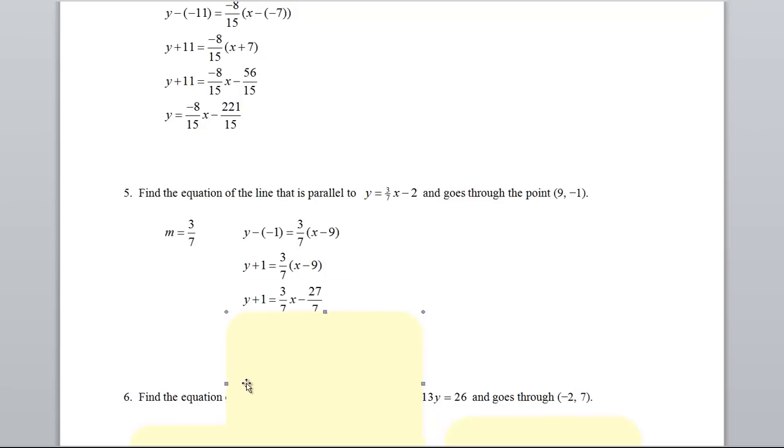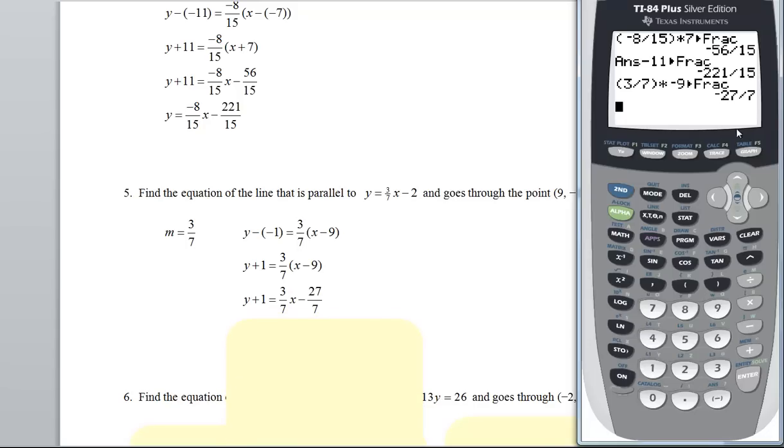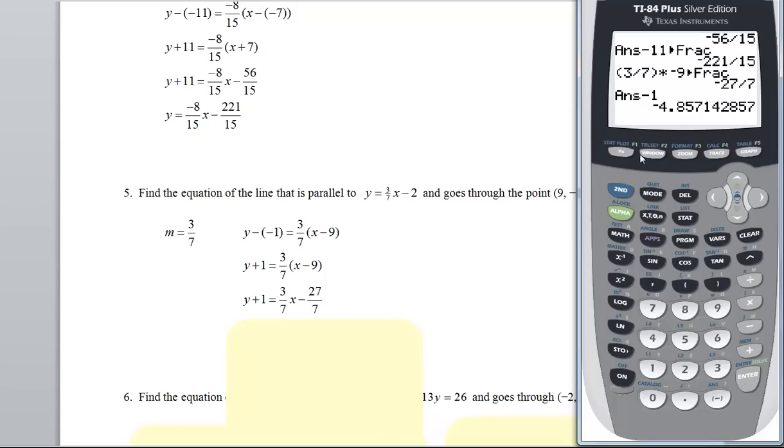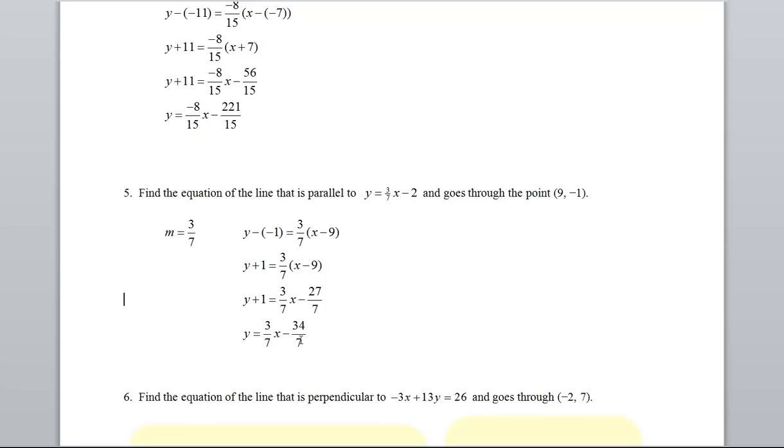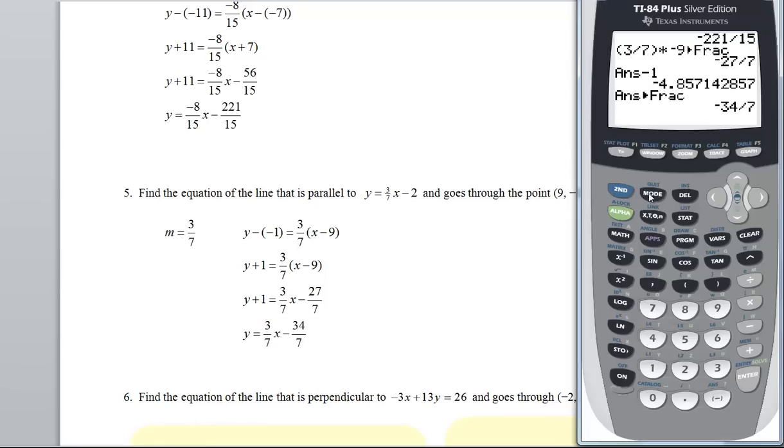Let me get my calculator back up. There it is. Now, earlier, if you remember, you just do the opposite. It'll either be subtraction or addition. So I'm going to subtract 1 here. So let me do -1. Let me this time just hit enter. Let me frac it now. Okay. So my answer will be y equals 3/7 x minus 34/7. See how quick that is? It's so nice.